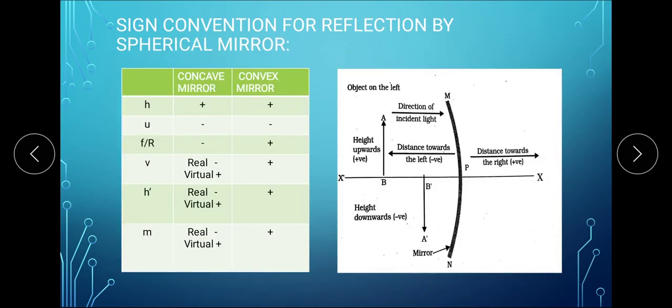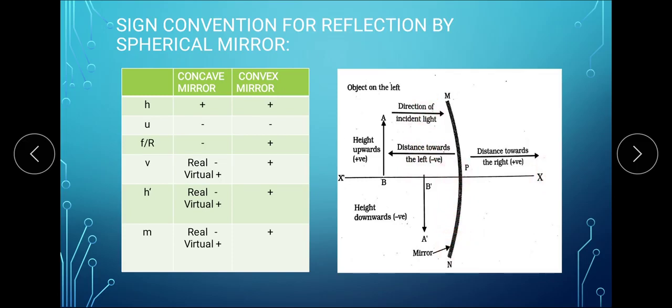Let us try to understand this with the help of a figure. In this figure you can see that X'X is your principal axis, right? This principal axis is your x-axis, your mirror is your y-axis, and your pole behaves like the origin. So all the distances to the left of the pole along the x-axis are taken negative, to the right they are taken positive. Above they are positive, below they are negative.